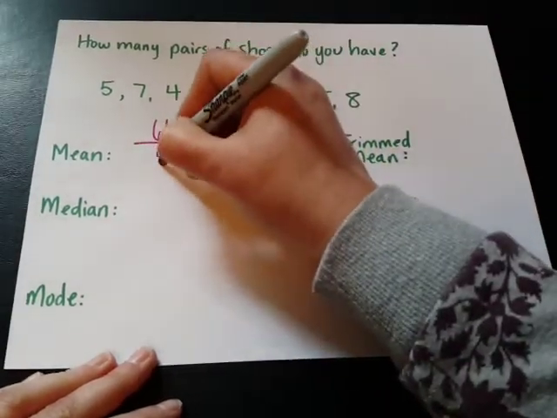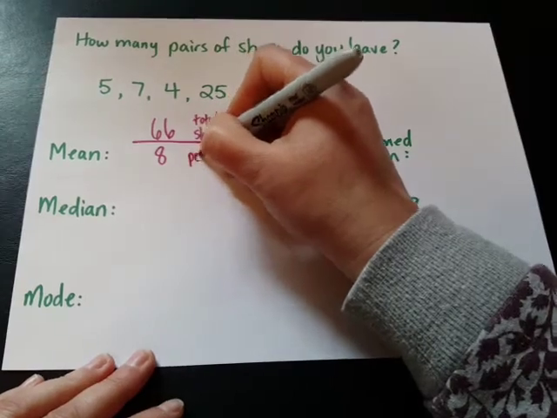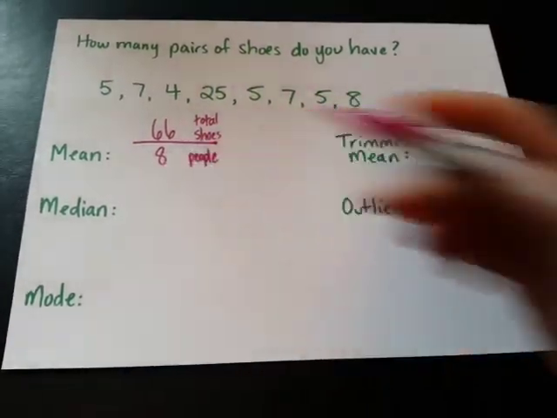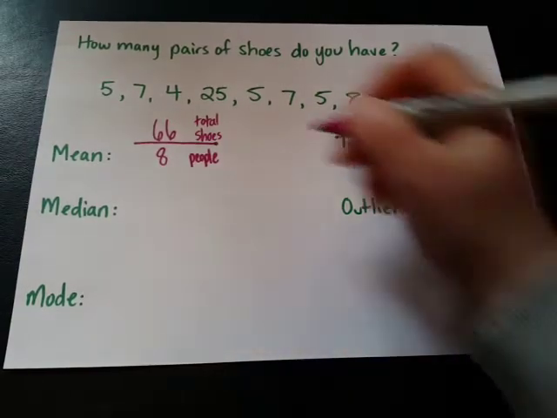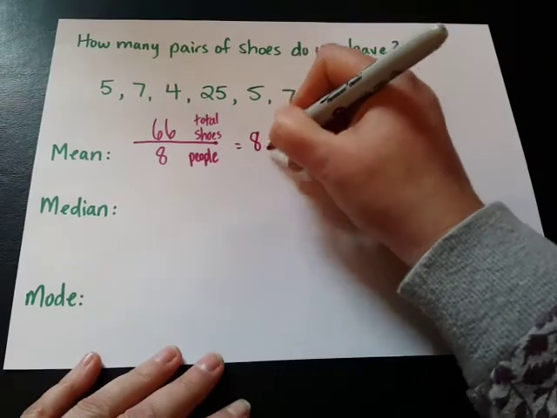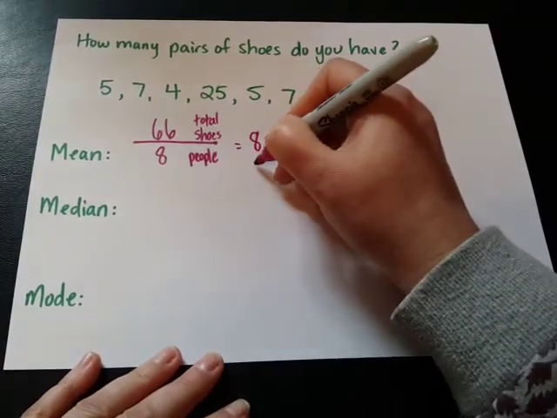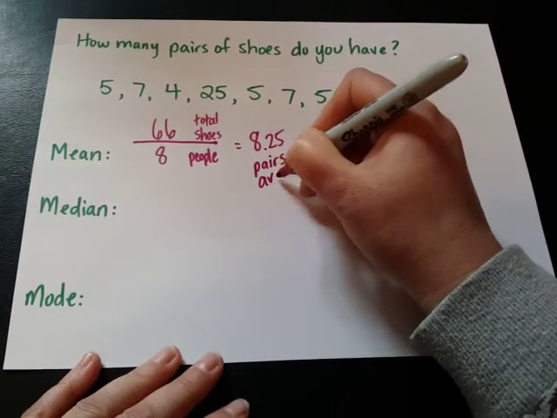8 respondents. So 66 pairs of shoes are owned out of 8 altogether. And that gives us 8.25 pairs of shoes on average.